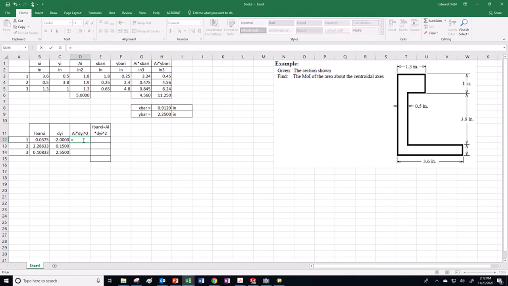And now we want to multiply our area times this squared, right? And because the areas are located this way, I think I can copy this down, double check my numbers. Yes, they're the same. Equals this one, whoops, not times, but plus that one, boom.